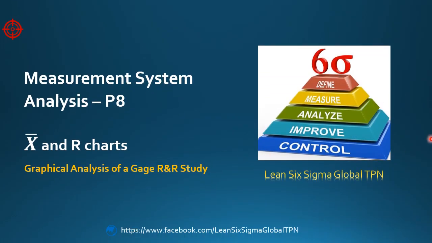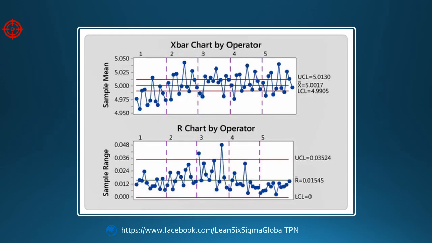Alright, so let's talk about Xbar and R charts in the measurement system analysis. In a previous lesson, we used the components of variation graph to look at different sources of variation in measurements collected from the PCBA viewer measurement tool. So let's continue the graphical analysis of the results by evaluating Xbar and R charts. These charts will help us analyze part-to-part variation and the repeatability of the measurement system.